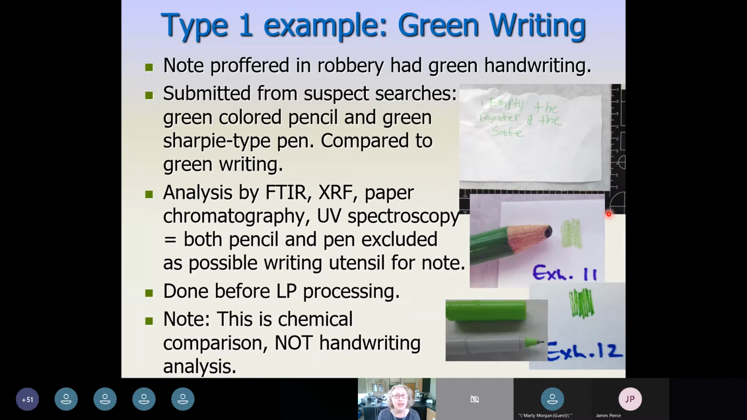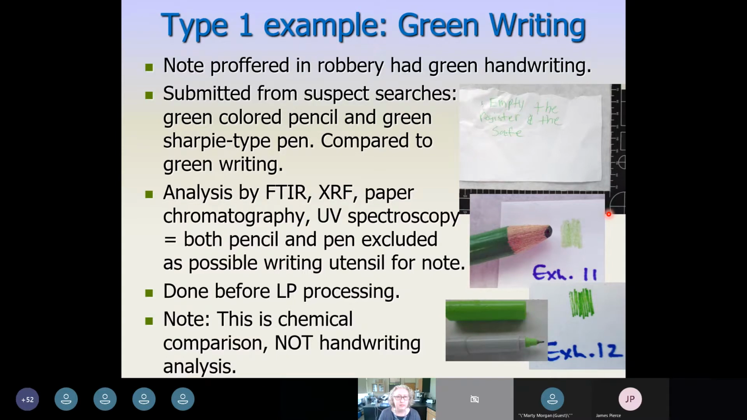And so what we received was this scrap of paper with the green writing, and then we also received a green colored pencil and a green Sharpie type pen, which had been submitted from searches of the suspect's home and their vehicle. So the question was, could this writing have been sourced by either one of these writing utensils, the pencil or the pen? So as Carly explained, some of these trace miscellaneous cases are types that we see fairly often. So we work pepper spray cases multiple times a year. We've worked lubricant cases over and over, same with antifreeze cases, rat poison cases. So for those, we have an established protocol.